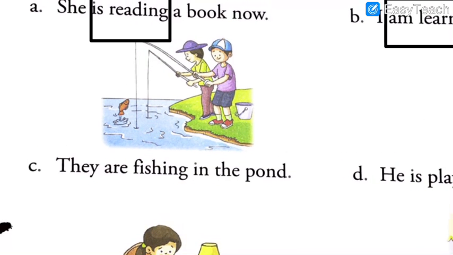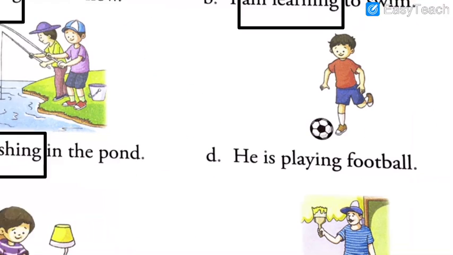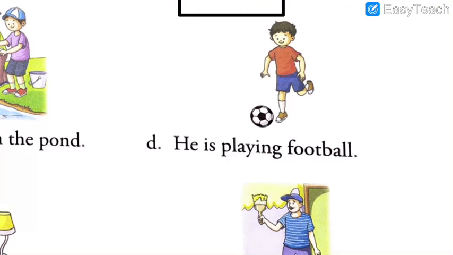Sentence C. They are fishing in the pond. What are they doing? Are fishing. Similarly, sentence D. He is playing football.